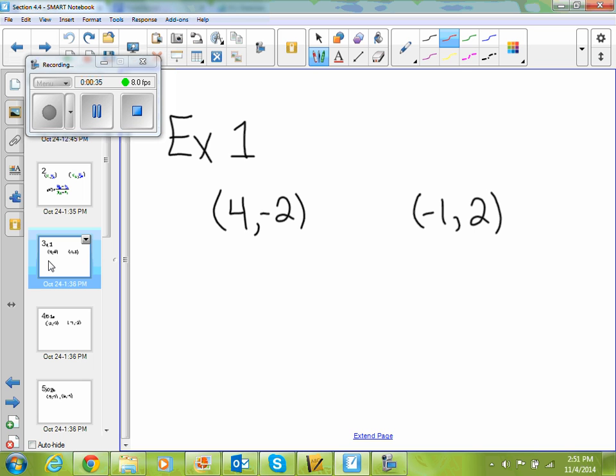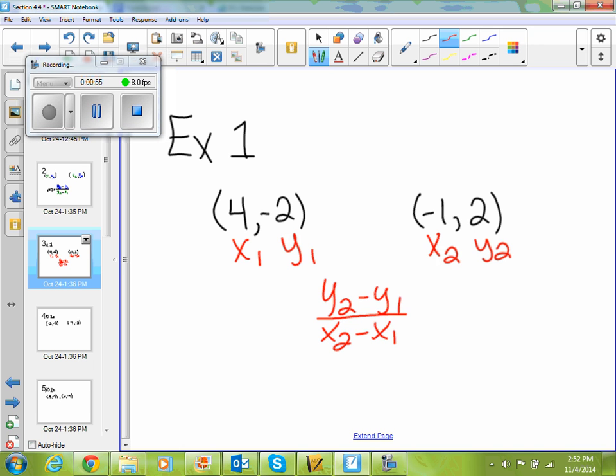Alright, so if I look at example 1, I'm given the points (4, -2) and (-1, 2). So as I said, your first point is always your x1, y1, and your second point is always your x2, y2. And so my formula is y2 minus y1 over x2 minus x1. So my y2 is what? 2. What's my y1? Negative 2. What's my x2? Negative 1. And my x1? Okay, so if I simplify, minus a negative becomes a positive.